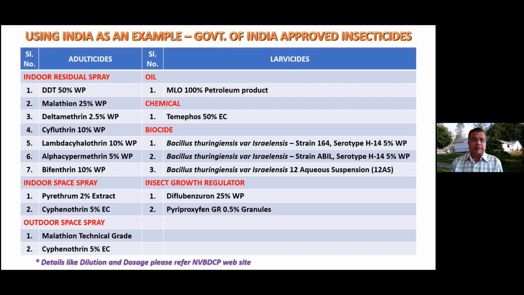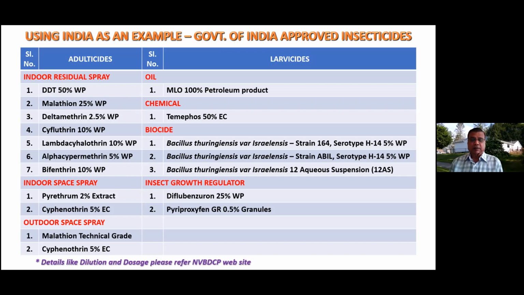For indoor space spray, we have pyrethrum and cyphenothrin. Outdoors, it is technical grade malathion and cyphenothrin. Please don't use pyrethrum for outdoor spray because it is photosensitive, so the efficacy of the pyrethrum may be lost. In oil, we have MLO, the petroleum product. The problem with that now is transportation, because you have to buy huge quantities.